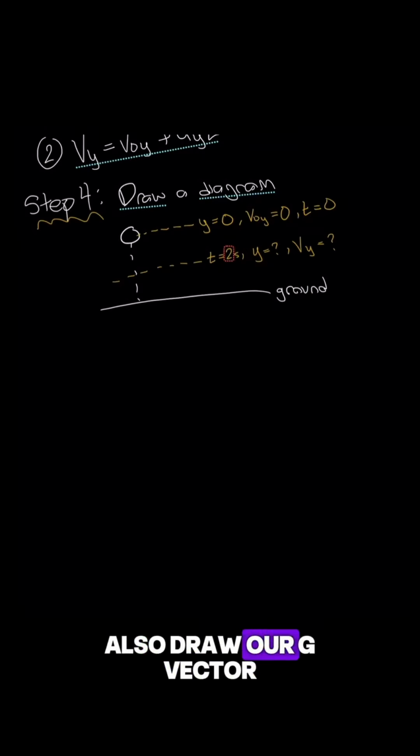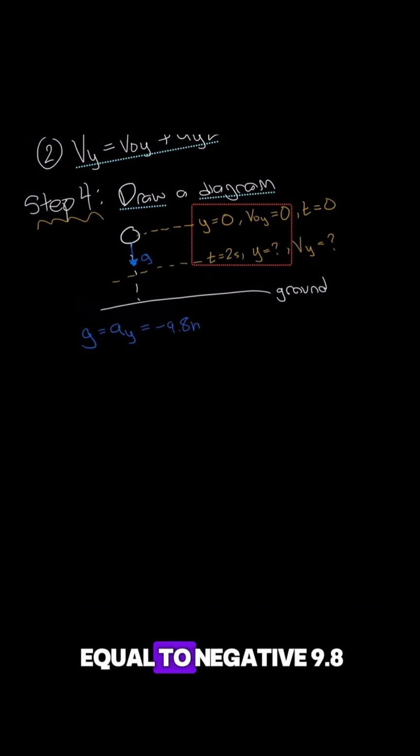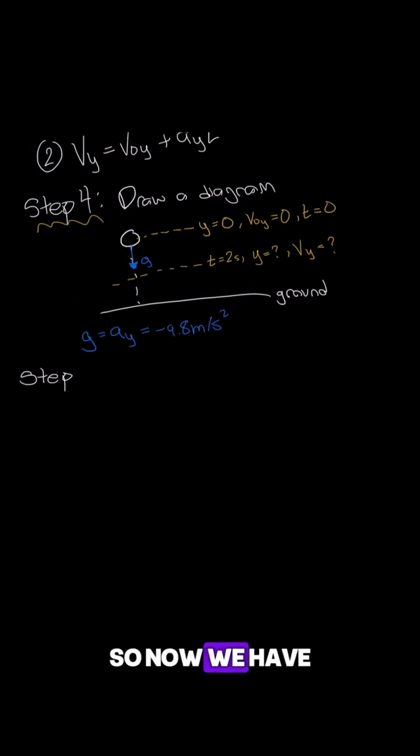And then we can also draw our g vector. That's going to be our acceleration due to gravity, and we know that's equal to negative 9.8 meters per second squared. So now we have everything we need to solve.